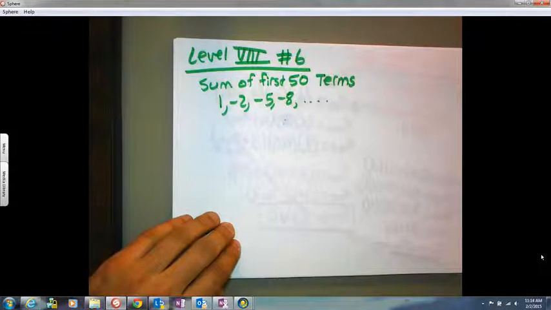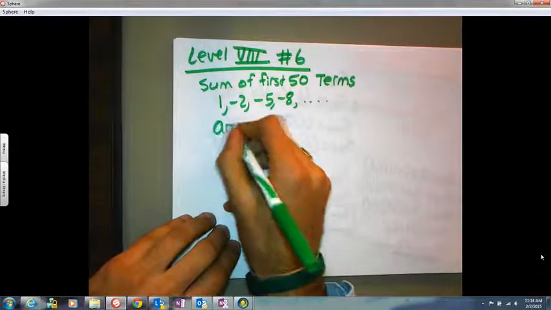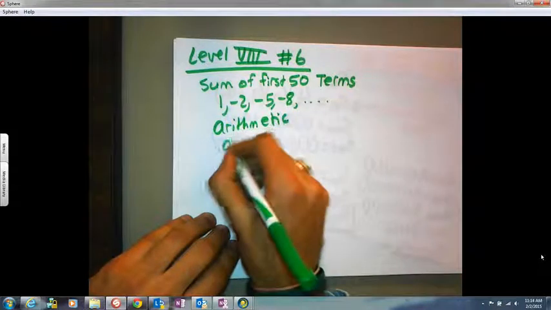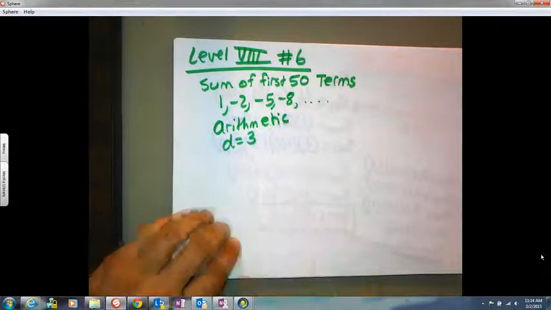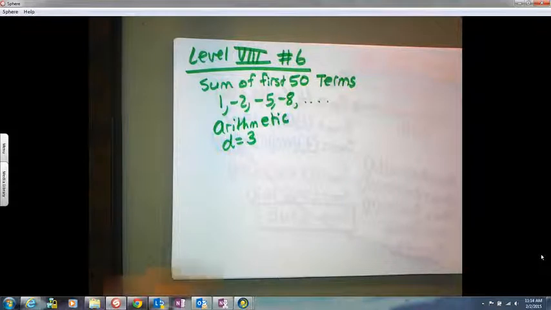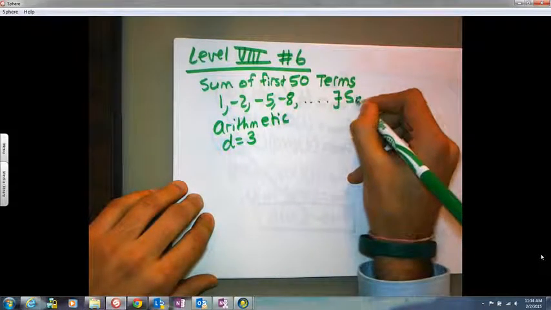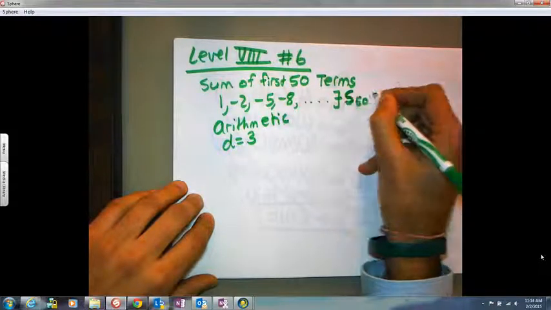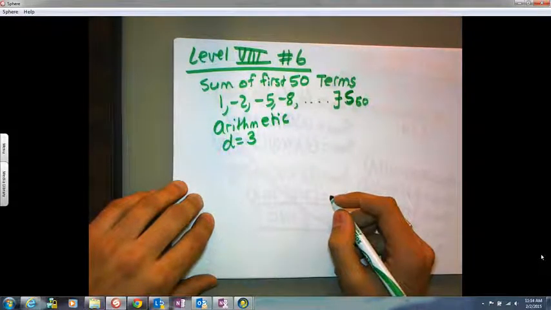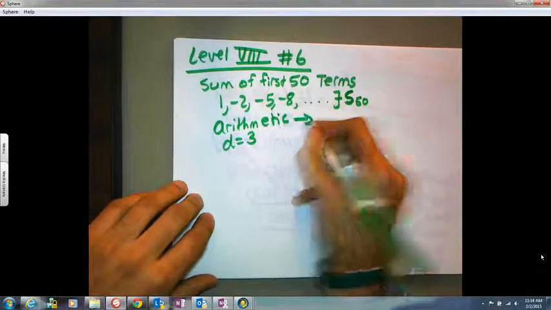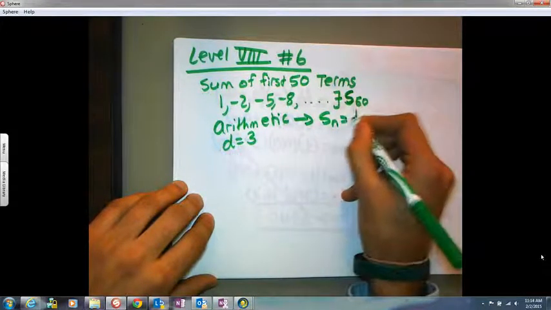When I look at this, I identify immediately what kind of sequence this is. I identify immediately some of the important points about the sequence. I very quickly identify what I'm looking for. I know that because we have this kind of sequence, this formula will apply to find the sum.